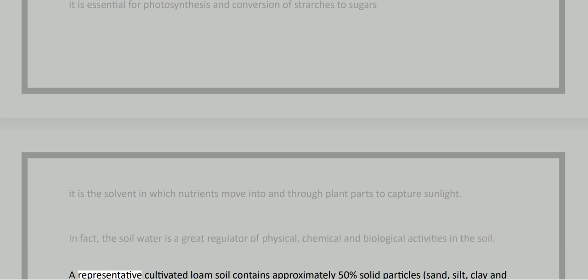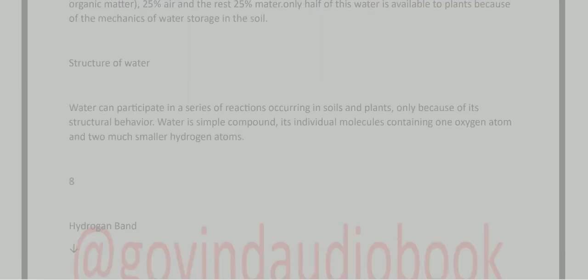A representative cultivated loam soil contains approximately 50% solid particles, sand, silt, clay and organic matter, 25% air and the rest 25% water. Only half of this water is available to plants because of the mechanics of water storage in the soil. Structure of water.